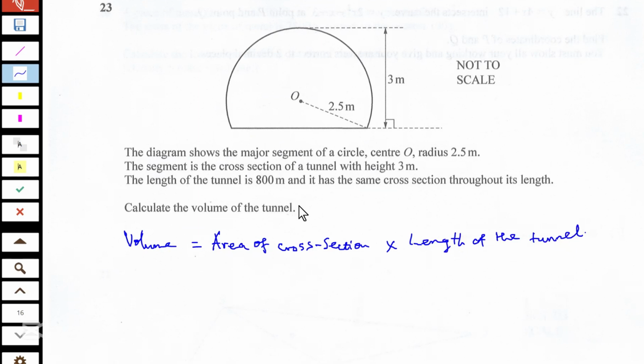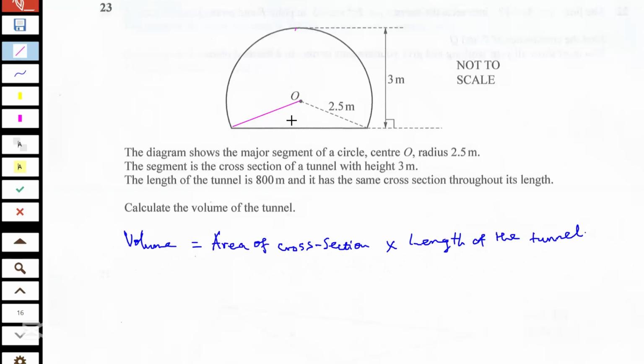And to find the area of the cross-section, we have to split this in this form, to have a triangle and a major sector here. Which means if we're able to find the area of the major sector and also the area of the triangle, we can add them up to give the area of the cross-section.